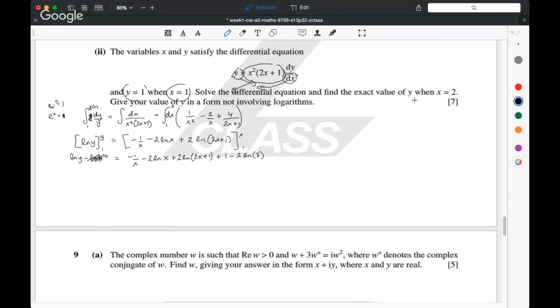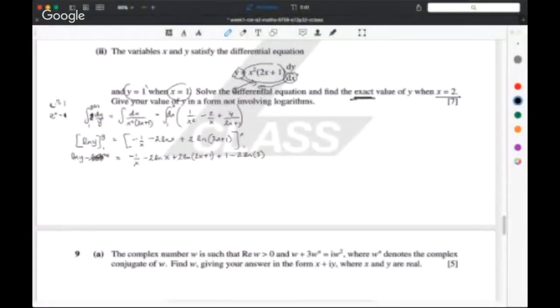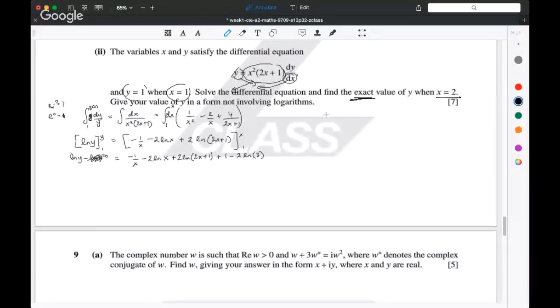And now they want us to plug in, find the exact value of y when x is equal to 2. And remember that word exact, meaning no decimal points or anything. So they want a general expression, and they want it without any logarithms in it. So let's just see how we go. We know the natural log of y when x equals 2 is minus a half minus 2 ln 2 plus 2 ln 5, just plugging it in, plus 1 minus 2 ln 3.